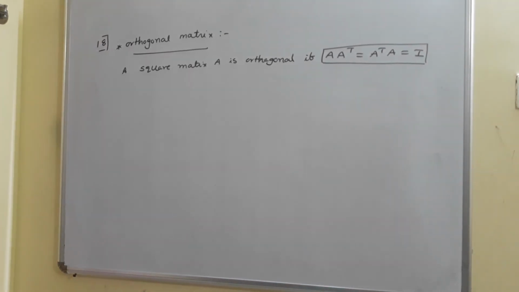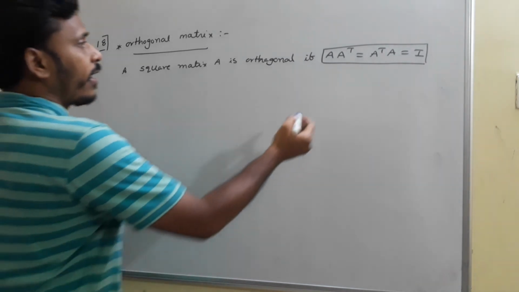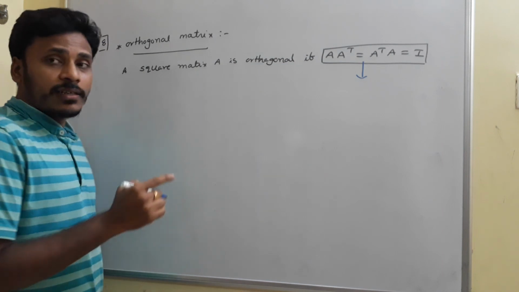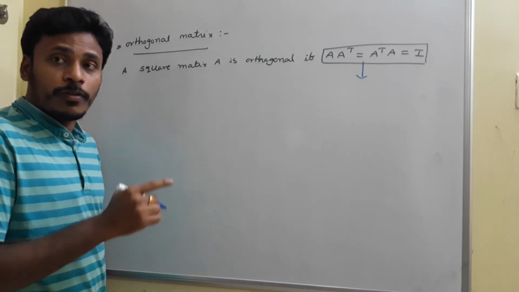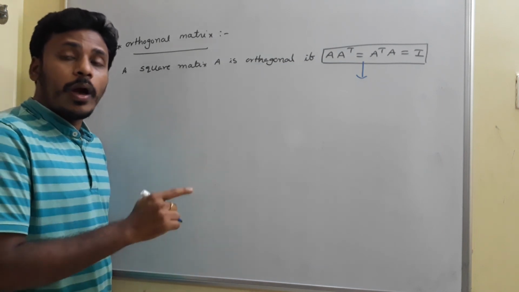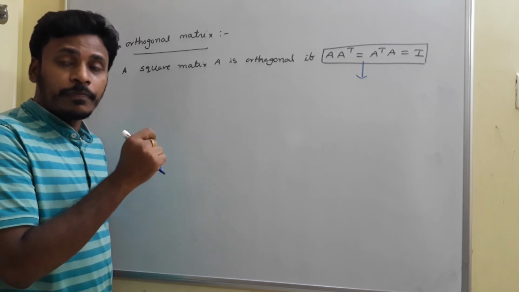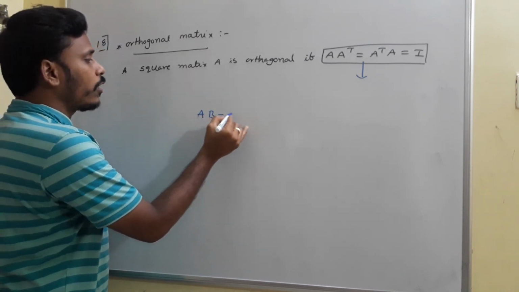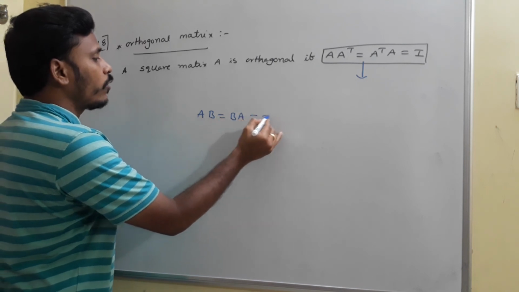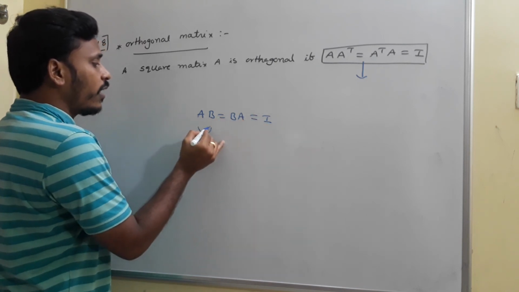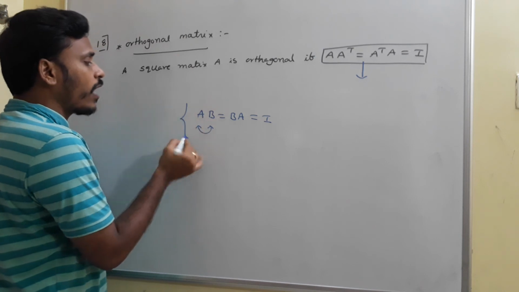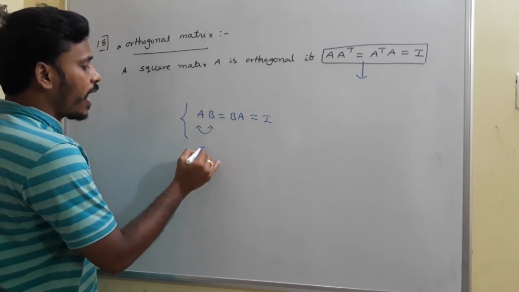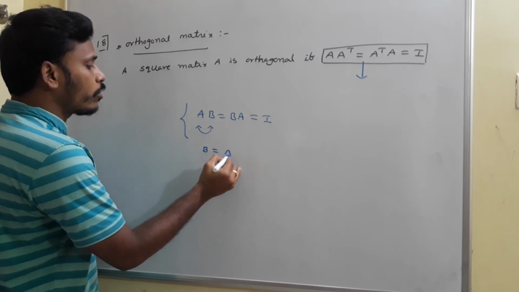One more observation from this orthogonal matrix is that A into A transpose is equal to A transpose into A is equal to I. In the last class I mentioned the properties of matrix multiplication, where we discussed the inverse of the matrix. Suppose A into B is equal to B into A is equal to I, then we say that A and B are inverses of one another. B is the inverse of A and A is the inverse of B, and in that case B is equal to A inverse.